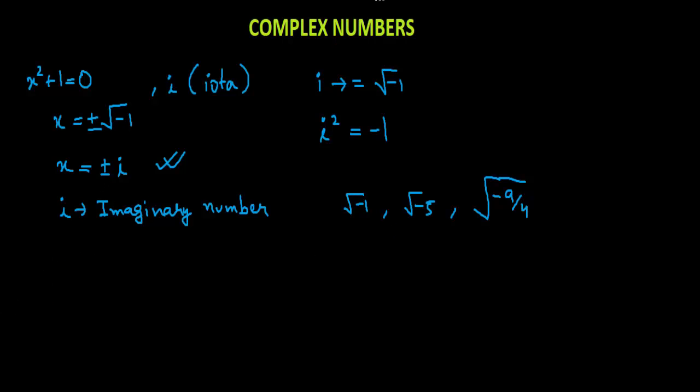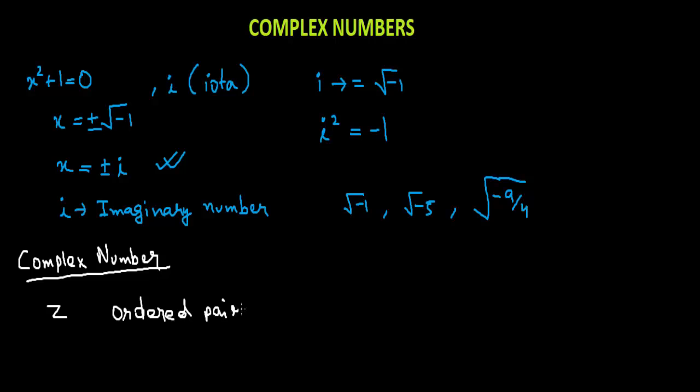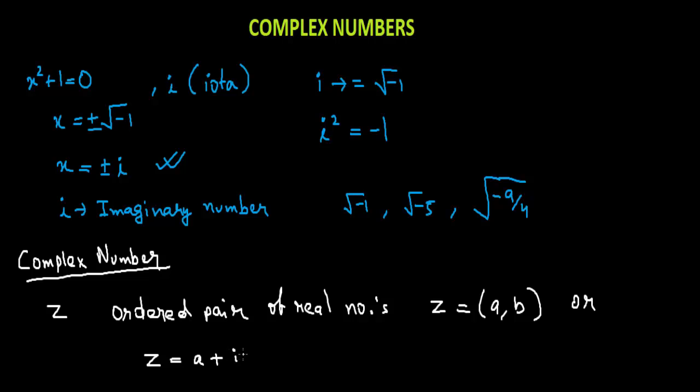So now let us see what a complex number is. A complex number Z is defined as an ordered pair of real numbers, and is written in the form Z equals A plus iota times B.